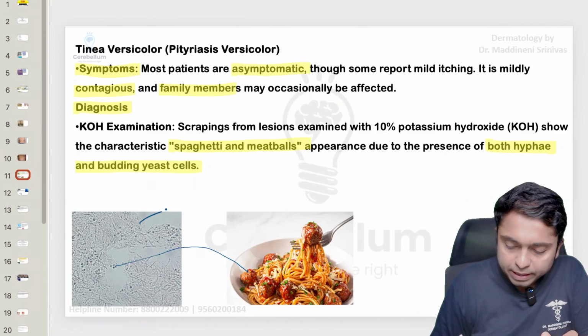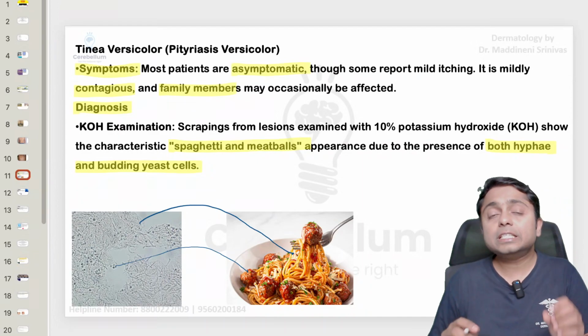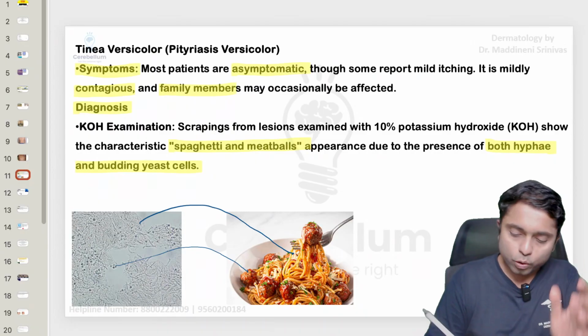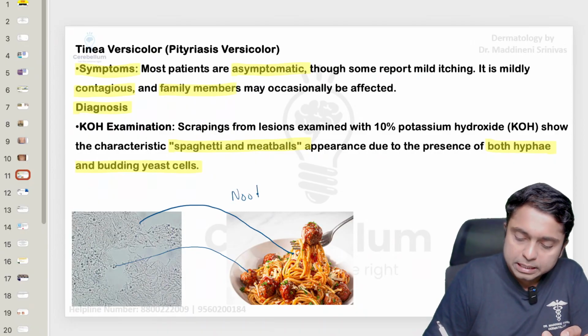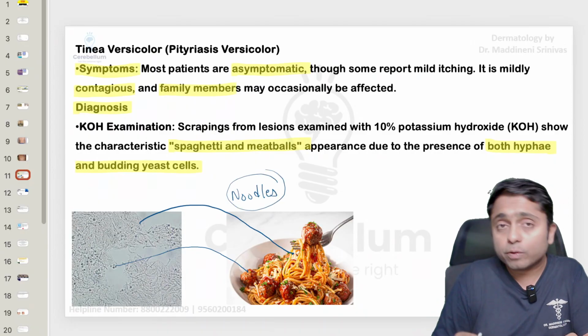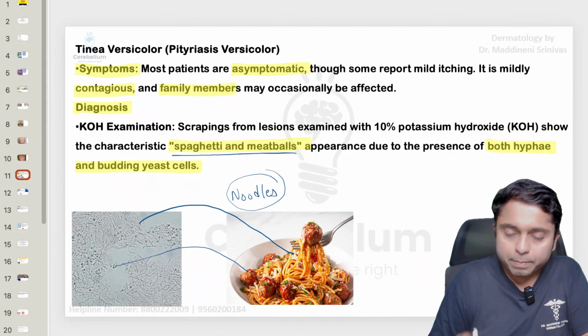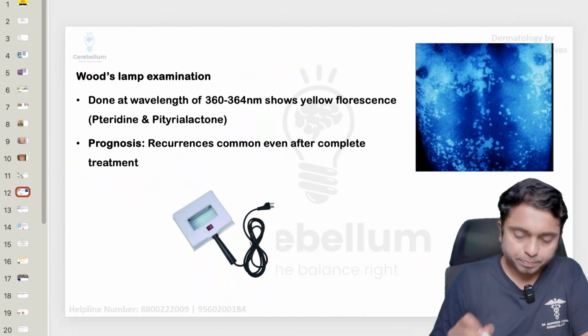whereas the hyphae are compared to the spaghetti. Spaghetti is nothing but a very costly word for noodles. Okay, noodles. So that is the reason why this appearance of KOH in pityriasis versicolor is described as spaghetti and meatballs appearance. Very important term.